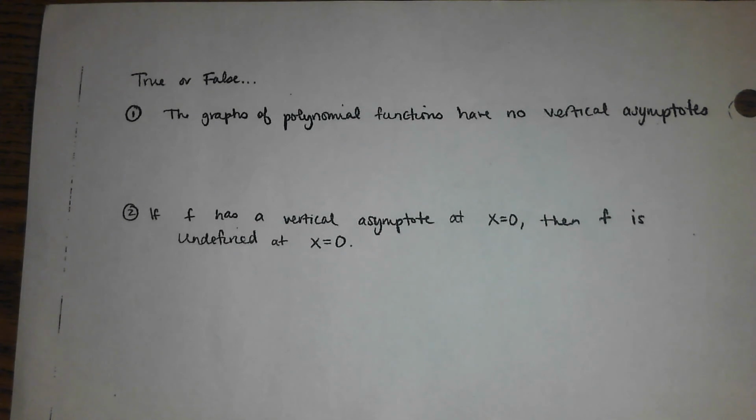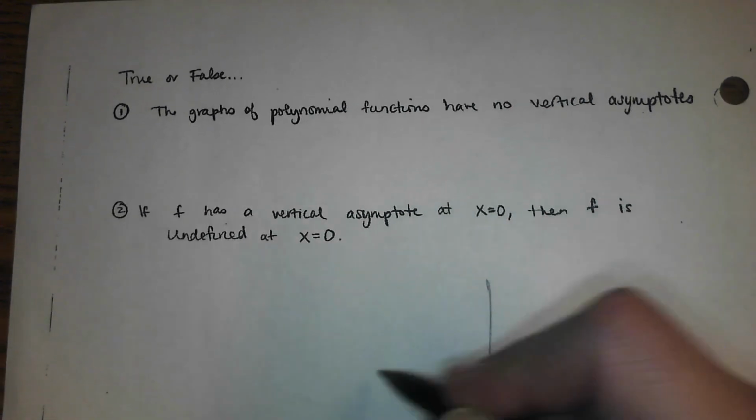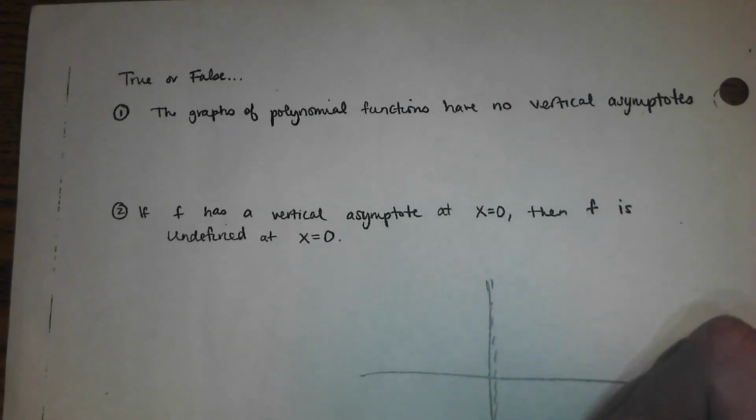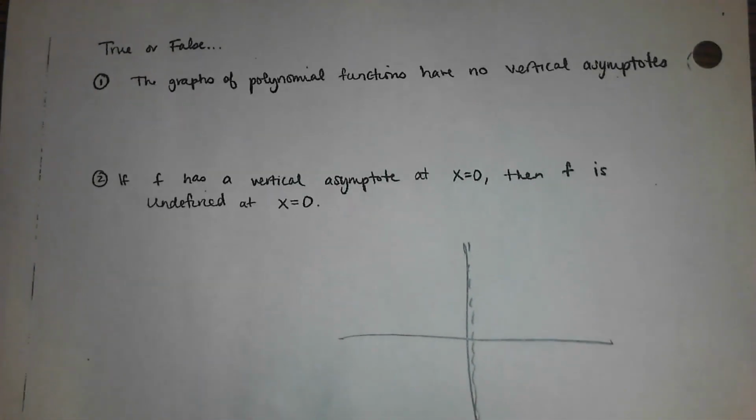Again, 1 is true, 2 is false. On your mark, get set, go. Good, it's true. If f has a vertical asymptote at x equals 0, then f has to be undefined there. That's true. You can never have a point on the vertical asymptote. Does that make sense?